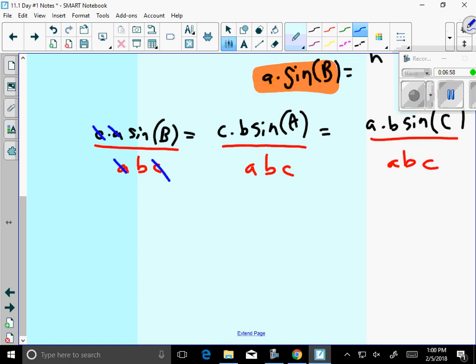Huh? B cancels with B, C cancels with C, sine of A over A. Huh? And A cancels with A, B cancels with B, sine of C over C. Oh my gosh, if I just rearrange these, I get the law of sines.